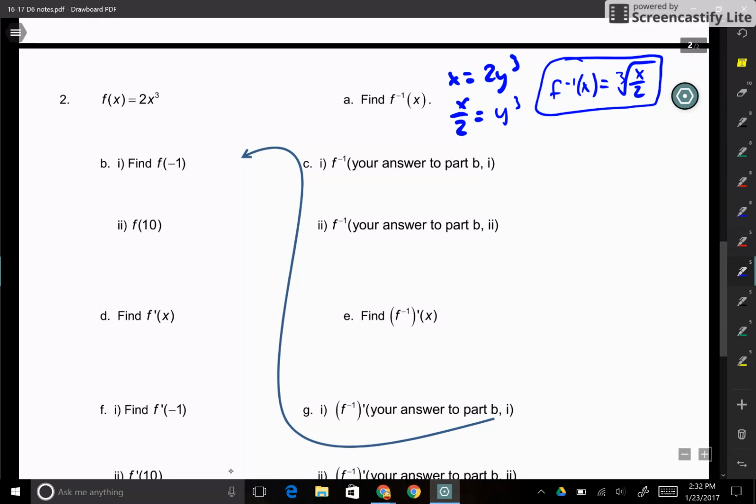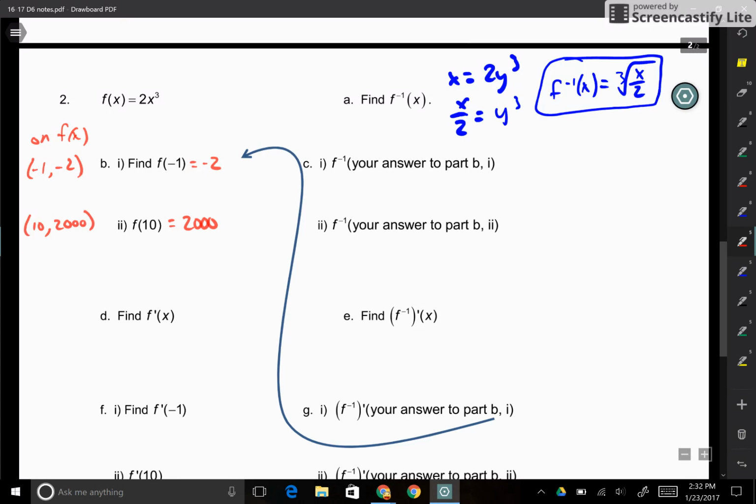Same thing. f of negative 1 would be 2 times negative 1, which is negative 2. f of 10, 2 times 10 cubed, 2 times 1,000 would be 2,000. So here we are again. On f of x, I've got the point (-1, -2), and I've got the point (10, 2000).